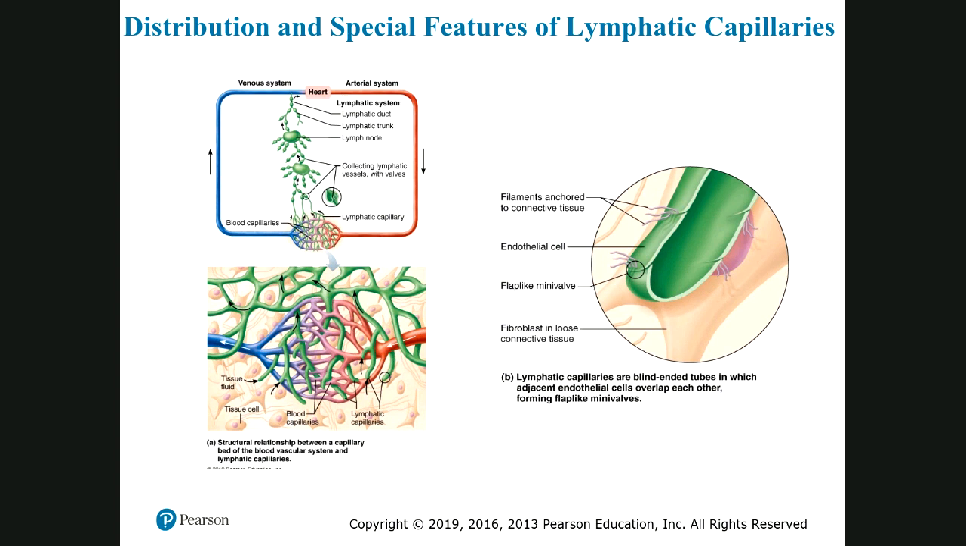To form this, they overlap to form those mini valves, and within those mini valves, they are attached to some filament, all right? So they can attach to this surrounding connective tissue. So what's happening is that the extracellular fluid pushes in through those valves, comes inside the capillary, this lymphatic capillary. And remember that each valve is always one way.